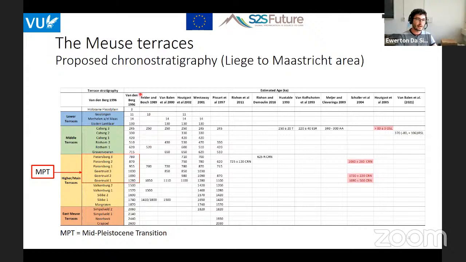So in this table, we can see, for example, Vandenberg in 1996 has proposed different ages according to a climate cyclicity. Some other authors had a different approach, and they decided to do numerical ages for specific terrace levels. I also made sure to highlight here in this table the terraces that represent the mid-Pleistocene transition. They all belong to the higher terraces, and they go from the level Hertraud 1 to Petersberg 3.